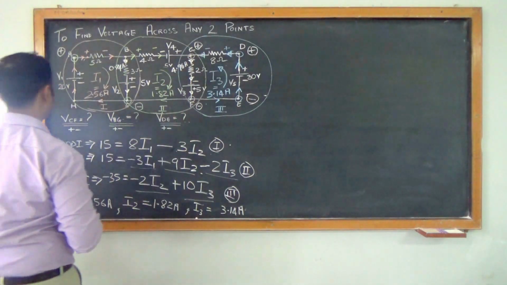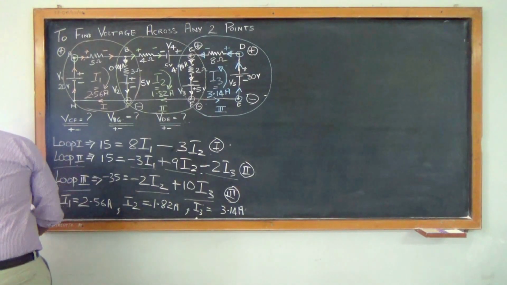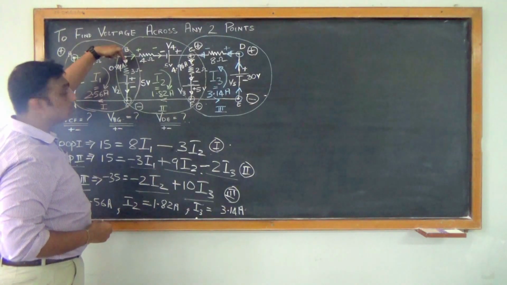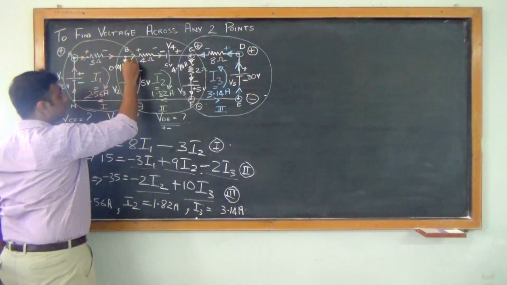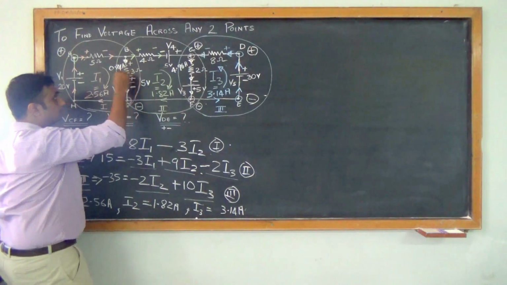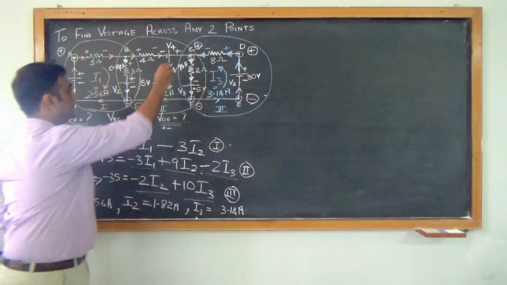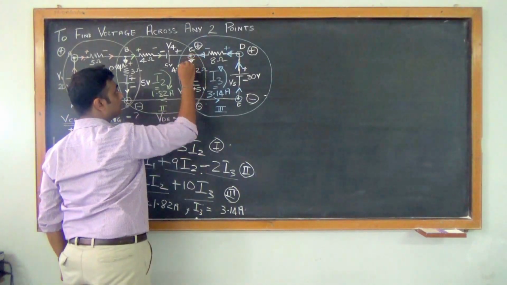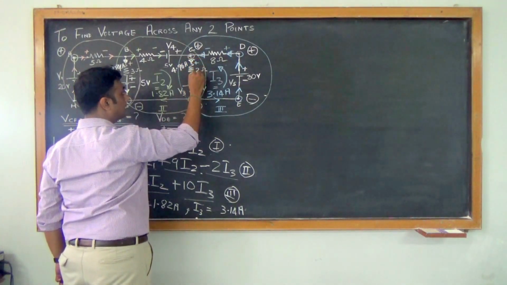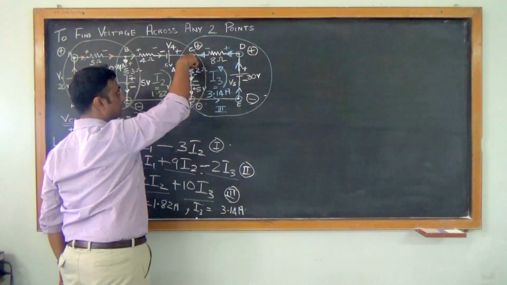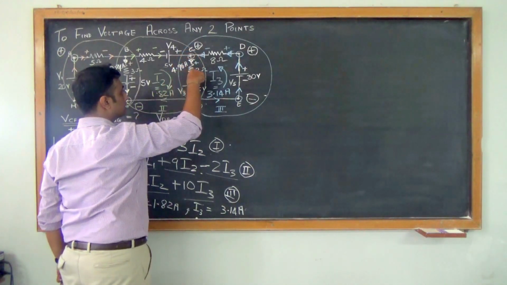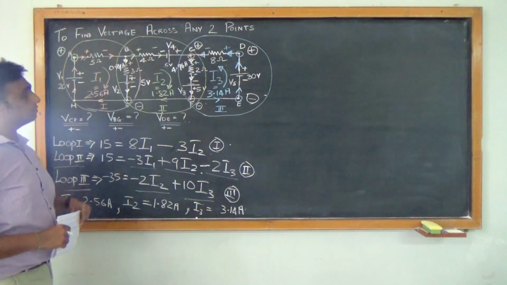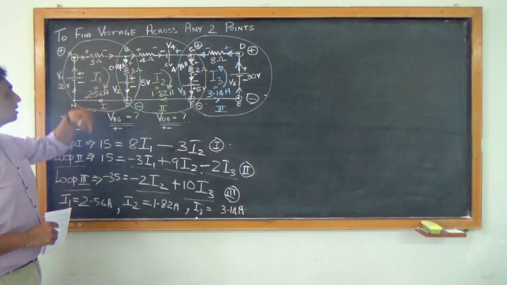Now again we will put the polarities. This is the effective direction. The first terminal the current touches becomes positive, and the second terminal it touches becomes negative. Now again here, the first terminal the current touches becomes positive, and the second terminal it touches becomes negative, since I got the direction. So positive, negative.